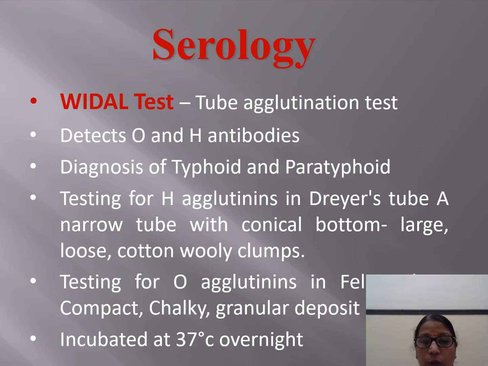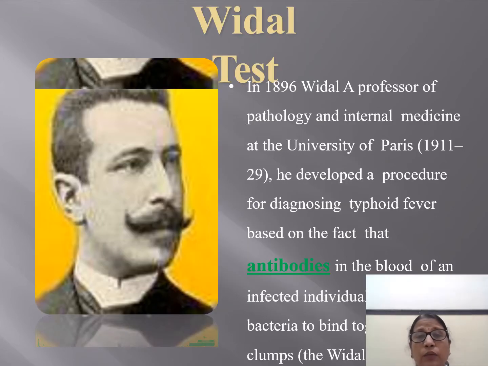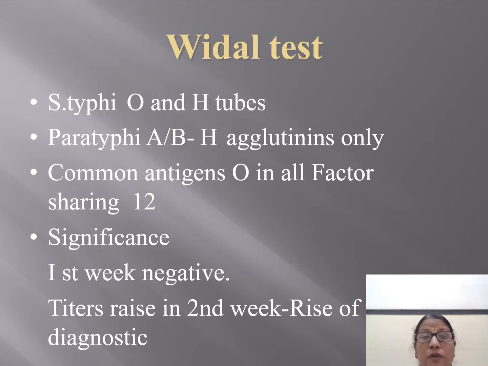So 4 sets of tubes will be there in the Vidal test, and the last set of tubes will be for control, in order to see auto agglutination of the particular strain. Why the name Vidal test? Vidal was a professor of pathology and internal medicine at the University of Paris, and he developed a procedure for diagnosing typhoid fever based on the fact that antibody in the blood of an infected individual causes the bacteria to bind. The antibody will bind with the bacteria and they will form a clump. That is known as Vidal's reaction.